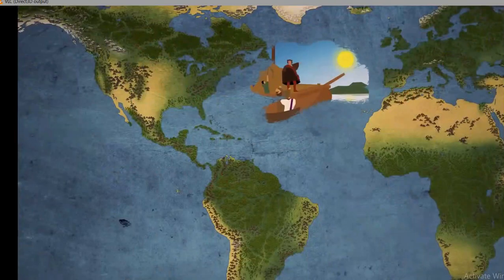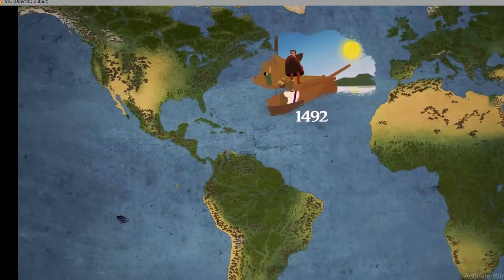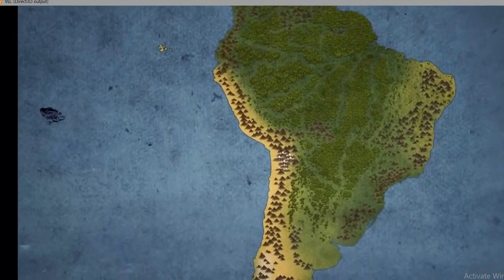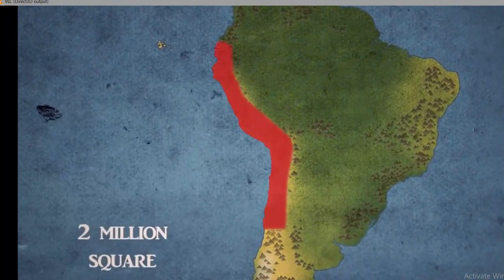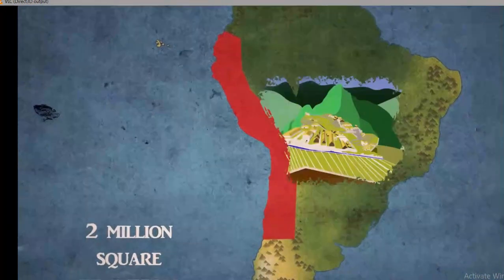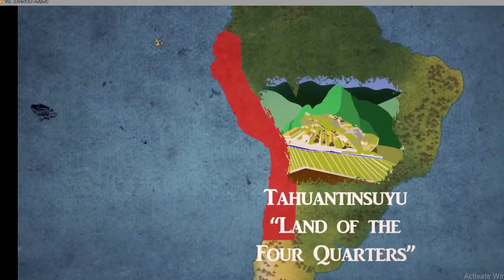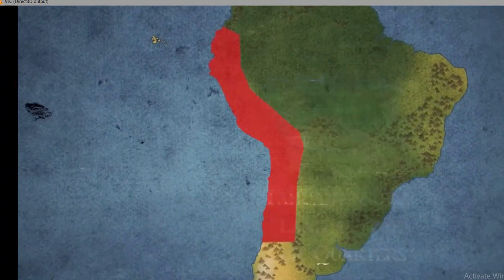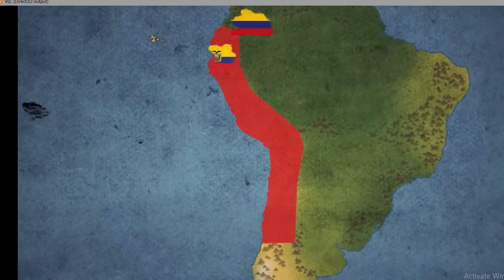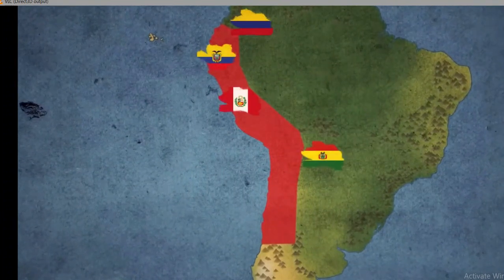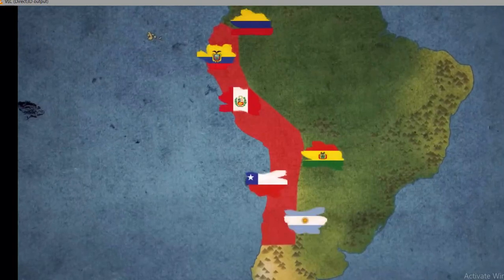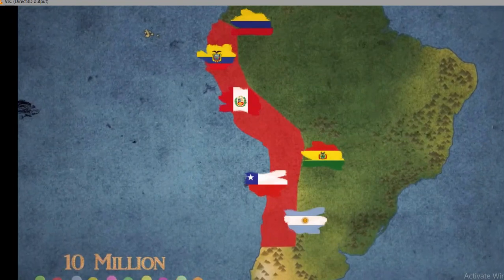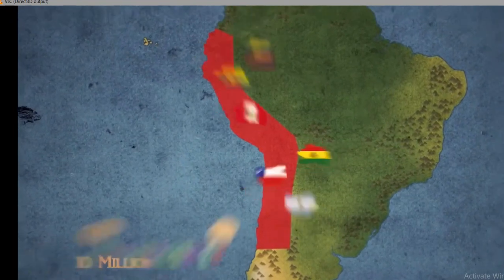When Columbus arrived in the Americas in 1492, he was unaware that about 2,000 kilometers away lay a bustling empire of 2 million square kilometers. Tahuantinsuyu, the land of the 4 quarters, as the Inca called their realm, included parts of modern Colombia, Ecuador, Peru, Bolivia, Chile, and Argentina. It had a population of more than 10 million across innumerable ethnic groups and languages.